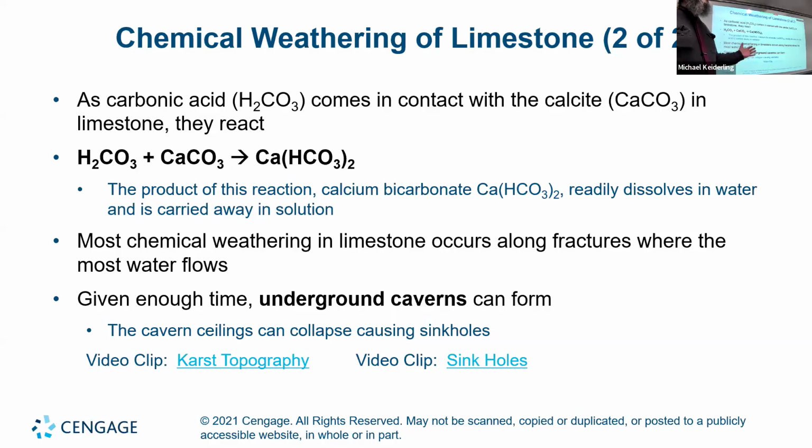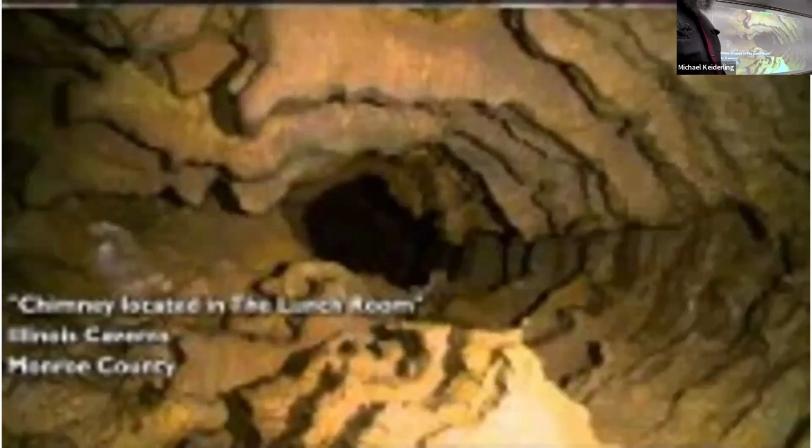So most caves that people go to look at are limestone caves, because the water flowing through them dissolves away limestone and forms nice big caverns. The cavern ceilings can collapse, causing sinkholes. And when you have limestone topography with lots of caves in it, it's called karst topography. And it's very common. About a quarter of Illinois is covered in karst topography or something like that. A similar amount of Indiana.